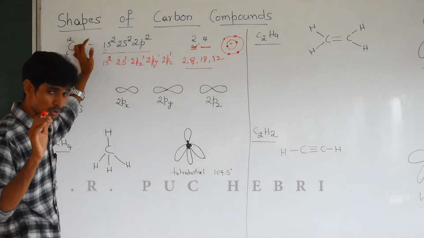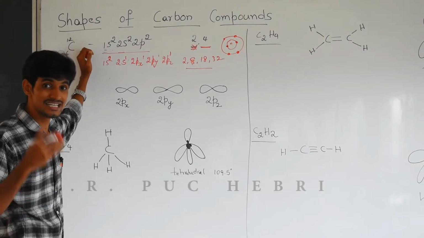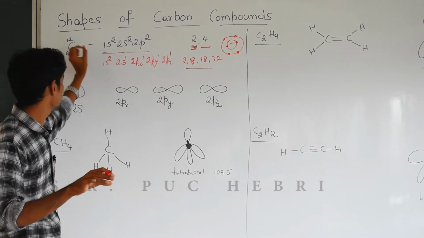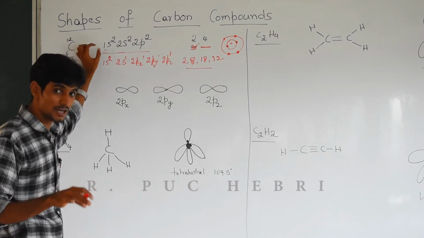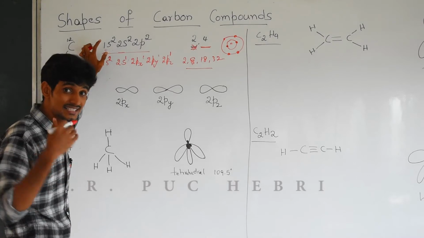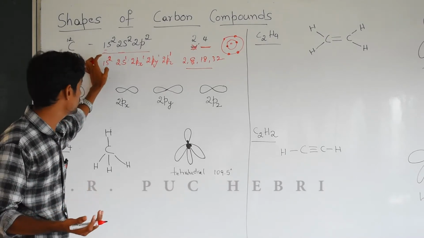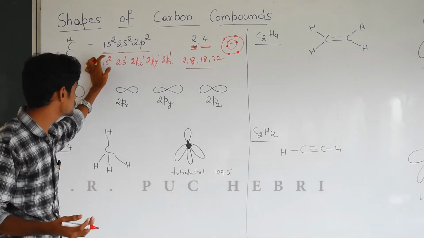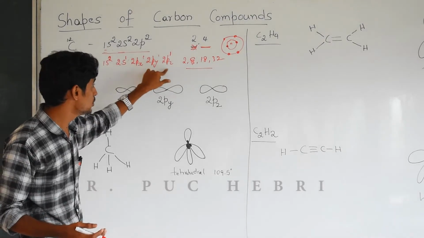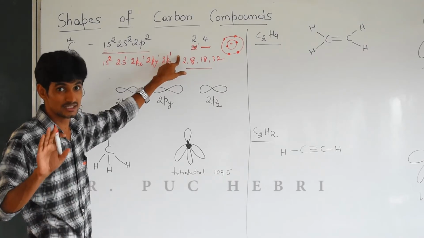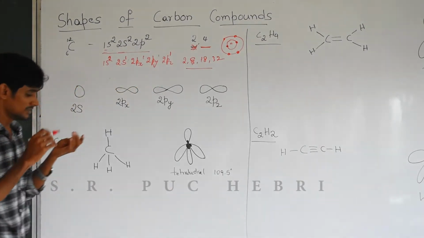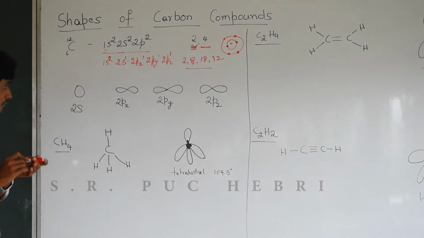You will come to know how to write the electronic configuration for each element in a separate chapter, but as of now, remember that the electronic configuration of carbon is 1s2, 2s2, 2p2, and in the excited state the electronic configuration of carbon becomes 1s2, 2s1, 2px1, 2py1, 2pz1. I think you are clear about this. So this is about the electronic configuration of carbon.